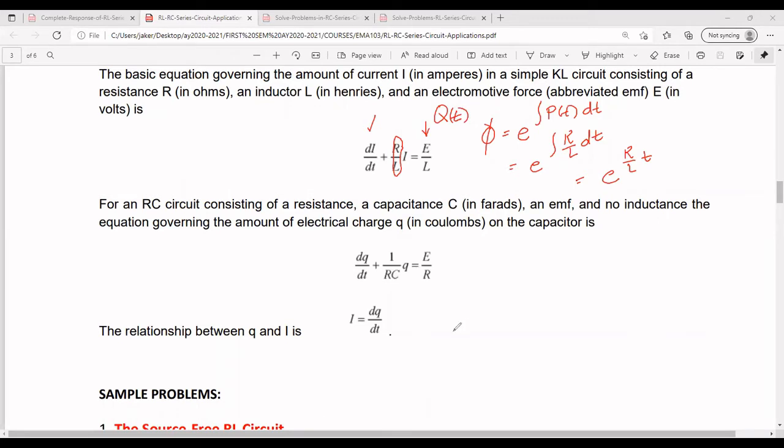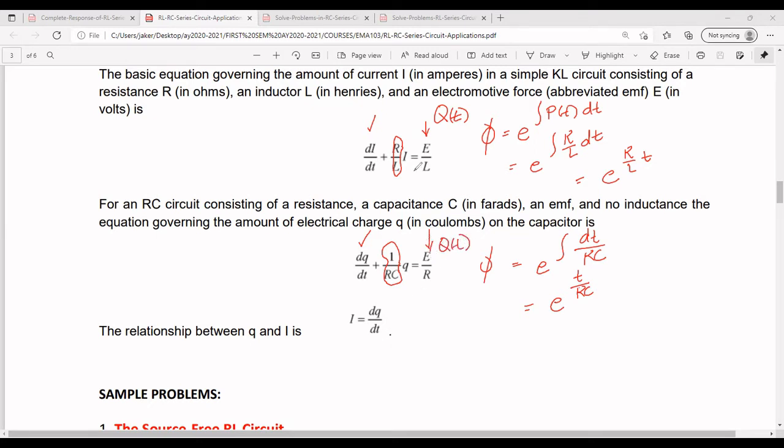Now, in this particular DE, if your electromotive force again is a function of sine and cosine, it's not a constant. The same thing, this is your derivative, and this one you will use for your integrating factor. So in this case, your integrating factor will be e raised to the integral of dt over RC, which gives you e raised to t over RC. Now, this one is your Q of t.